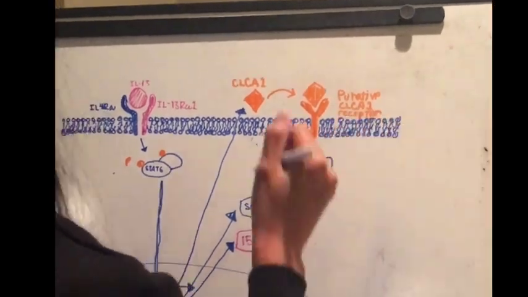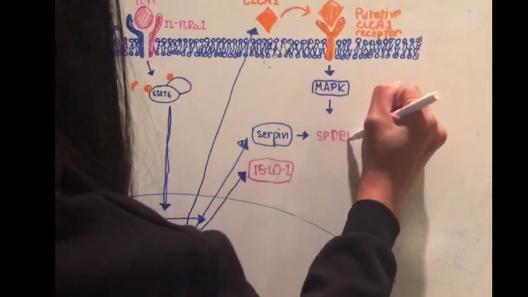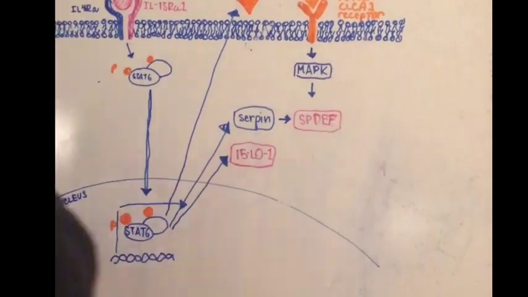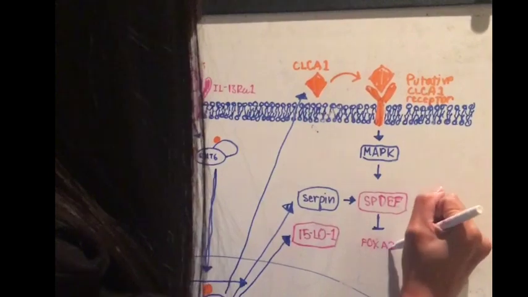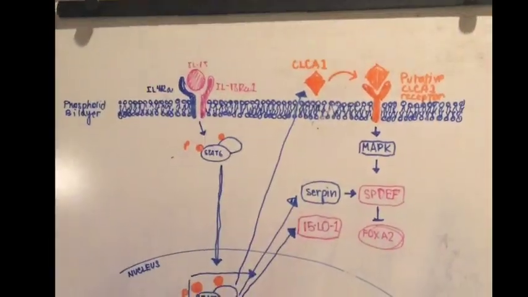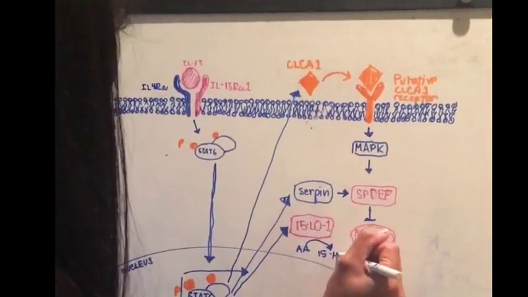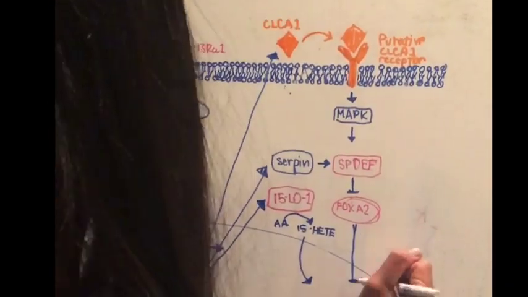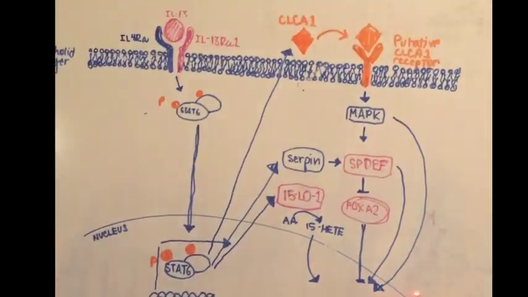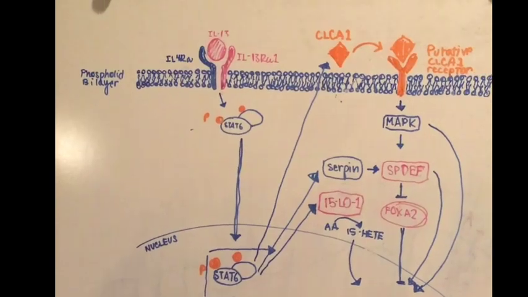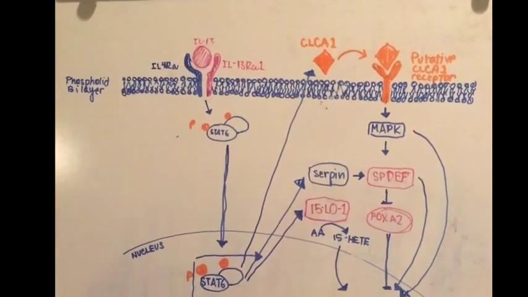The putative CLCA1 receptor activates MAPK, which combined with serpin activate SPDEF, which then deactivates FOXA2, which goes into the membrane, and 15-LO1 catalyzes AA to become 15-HETE, and the energy from all these reactions cause the production of mucus genes in the nucleus.